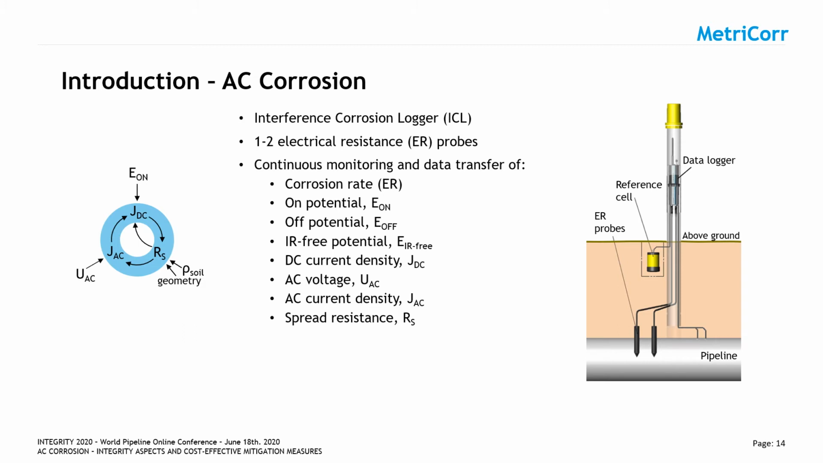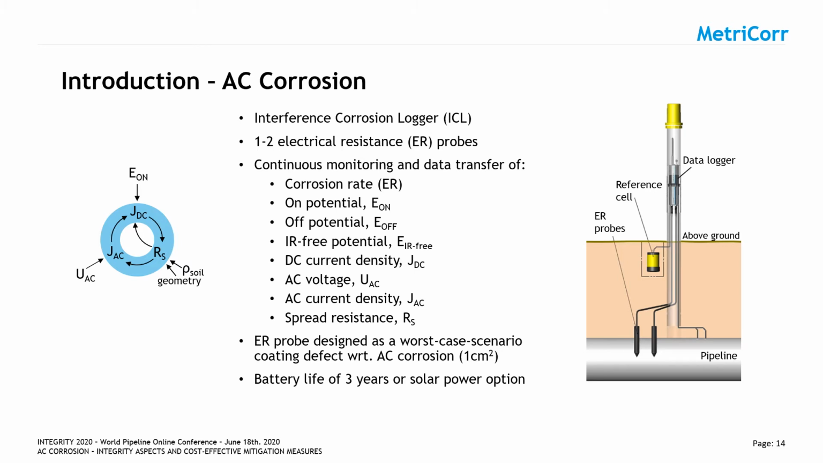In other words, effectively all the parameters of the wheel on the left-hand side. The ER probe is designed as the worst-case scenario coating defect with respect to AC corrosion, with a size of 1 square centimeter. The system has a battery life of 3 years or a solar power option for monitoring in the field.